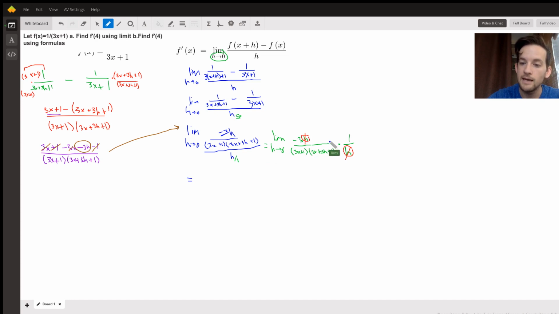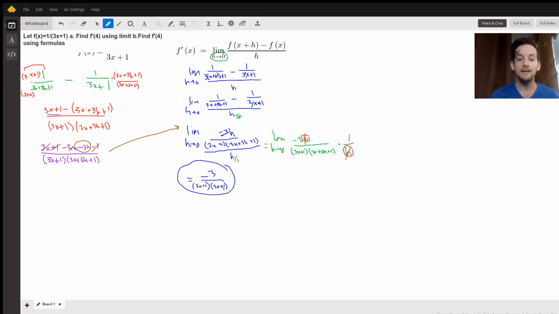That h is gone. Negative 3 times 1 on top is just negative 3. And then on bottom, notice we're not plugging anything into x, right? We don't know what x is yet. We just know h needs to be 0. So on bottom, I'm going to have 3x plus 1, again, times 3x plus 1. And if you're wondering where that came from, over here, if we plug in 0 for this h, 0 times 3 is 0, and all we're left with is the 3x plus 1. So this expression is what we end up with.